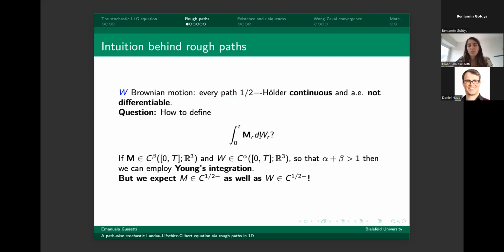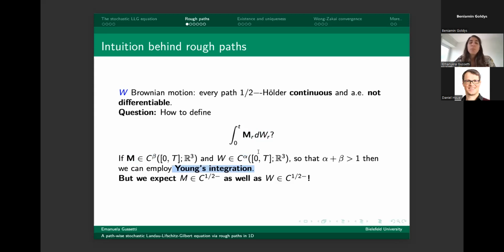Here I dropped the cross for simplicity, so we can look at this integral like this. So we have two integrands. And we know that we have a theory of integration that tells us that if the integrand is beta Hölder continuous, and what we integrate against is alpha Hölder continuous, and the sum of the two exponents is strictly bigger than 1, then we can employ the so-called Young's integration.